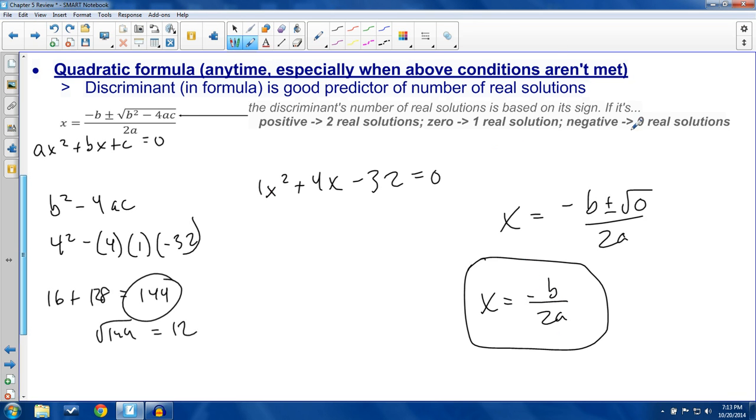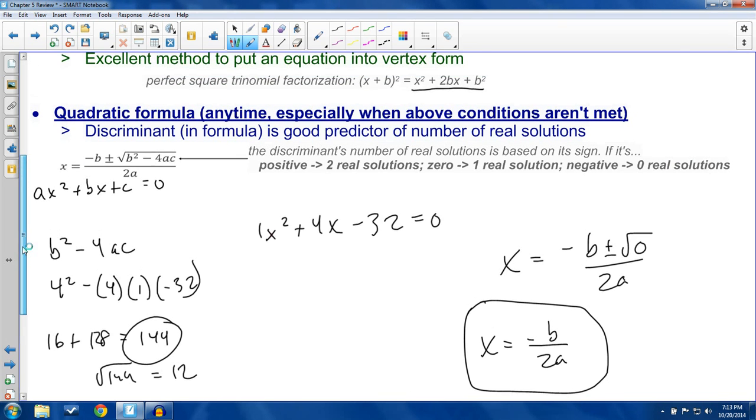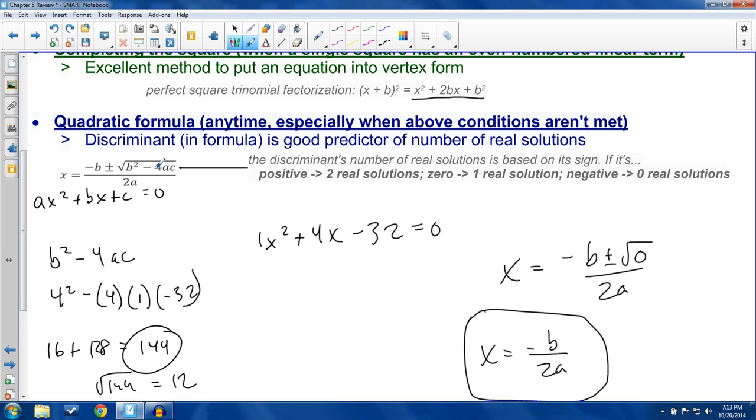And finally, negative numbers give you 0 real solutions. Now next week we'll start talking about imaginary solutions, but if you get a negative discriminant, you try and take the square root. Let's say you get the square root of negative 20. Well, there's no real answer to that. You can't take the square root of a negative number and get a real solution. So there is no real solution. And again, no real solution. All that means is your graph never crosses the x-axis at all.